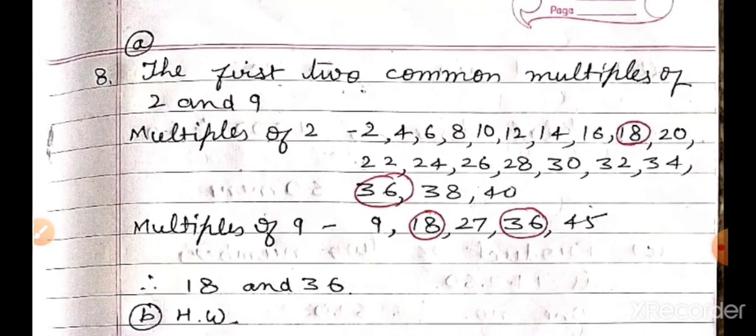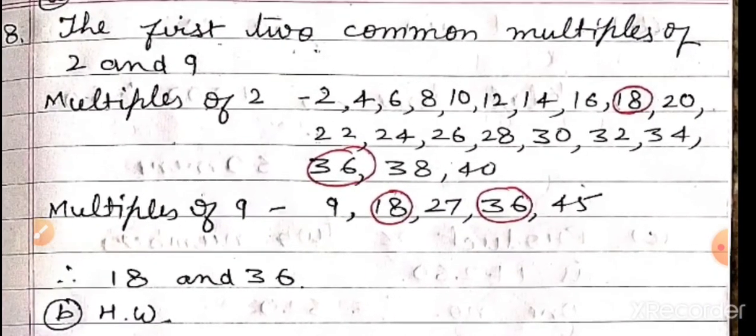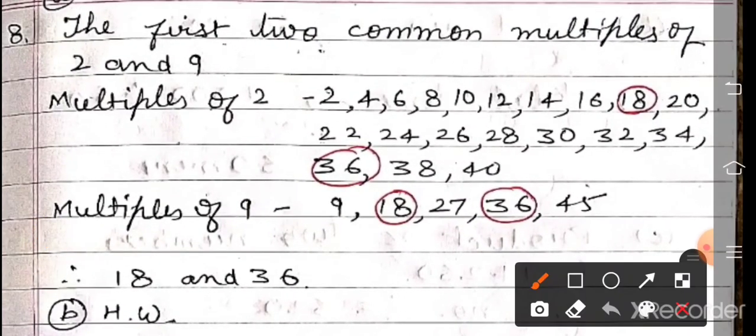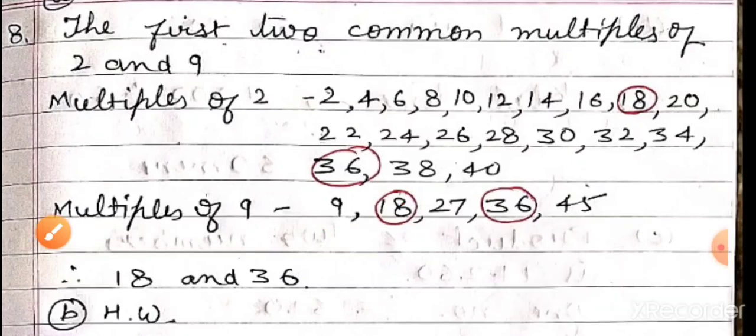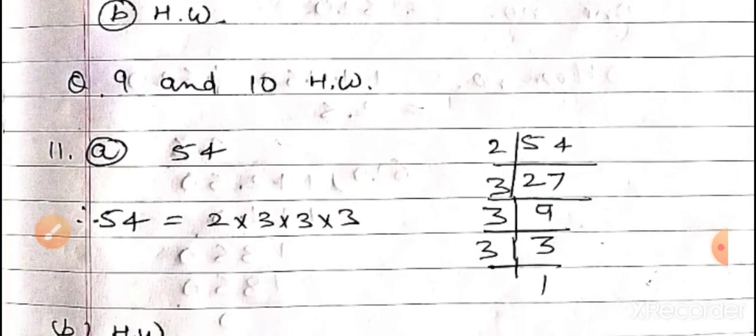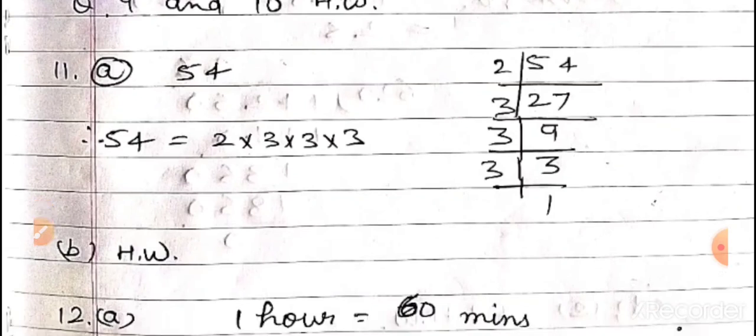Okay. Now question number 8, write the first 2 common multiples of 2 and 9. So here these are the multiples of 2. Write here like this, and the multiples of 9 like this. So the first 2 common multiples of 2 and 9 are 18 and 36. B part is your homework. Question numbers 9 and 10 are also homework. Find the prime factors by repeated division. So like this you have to do.